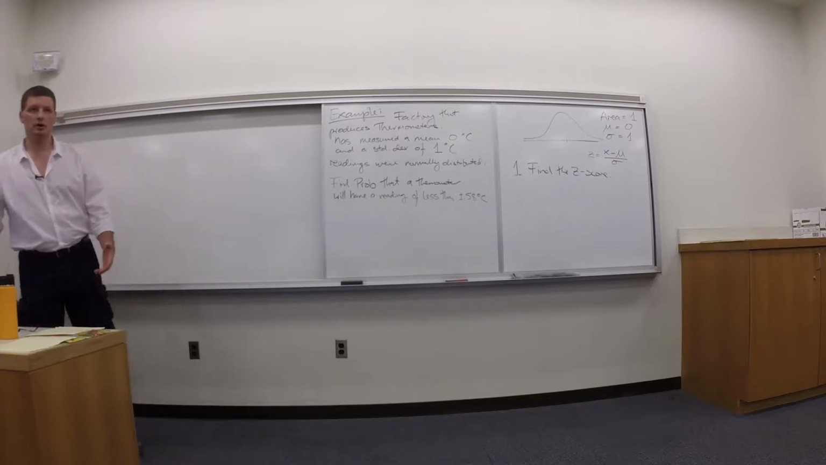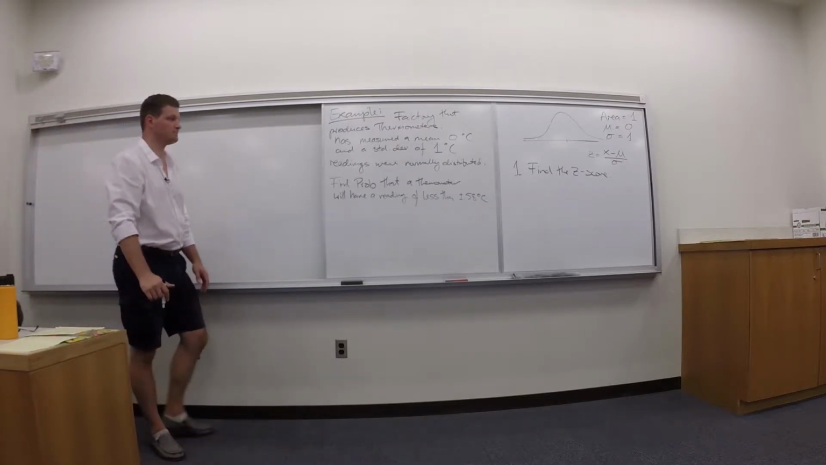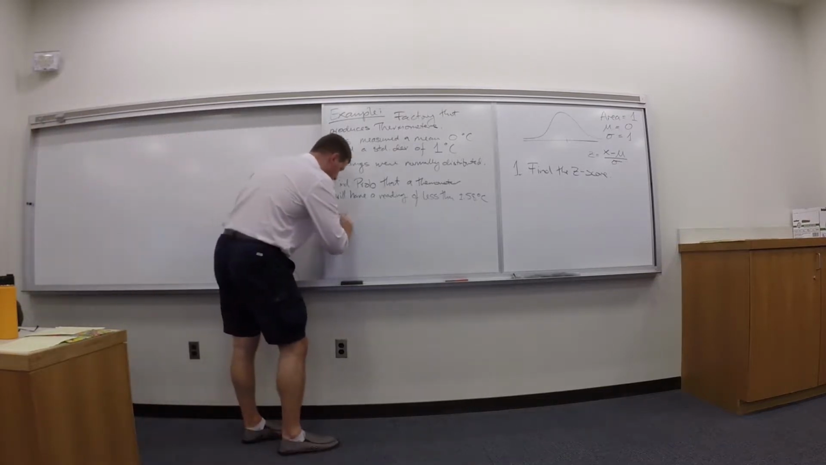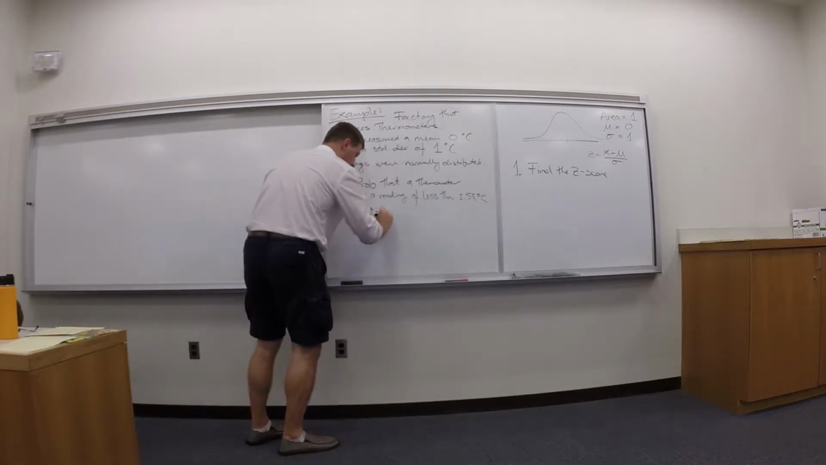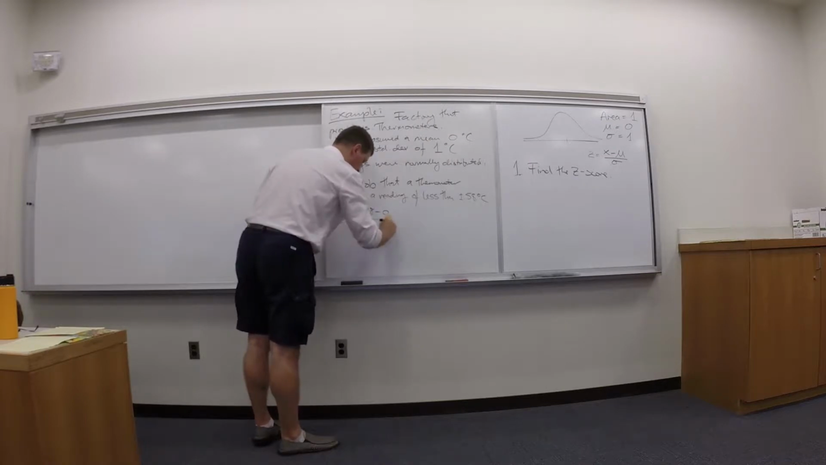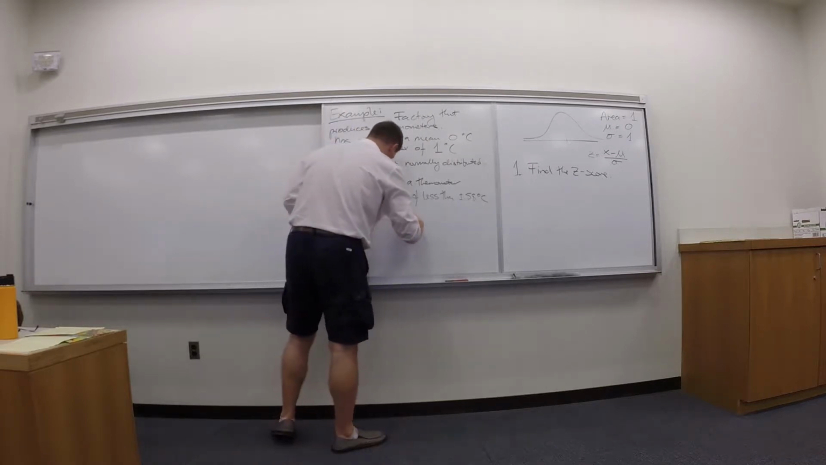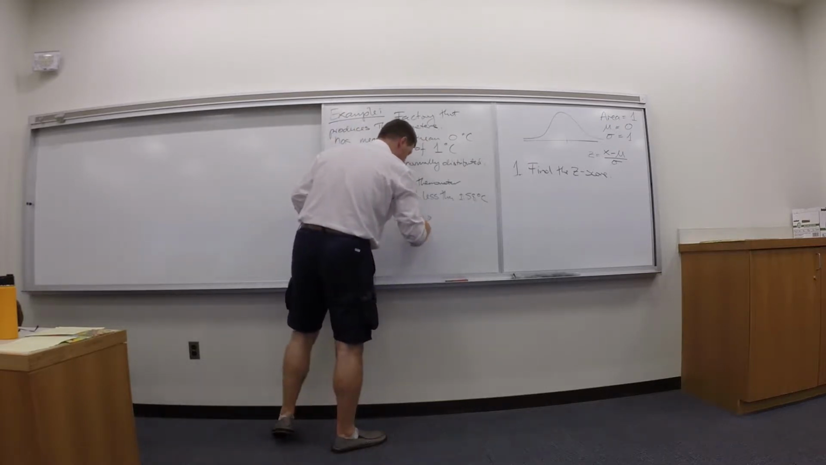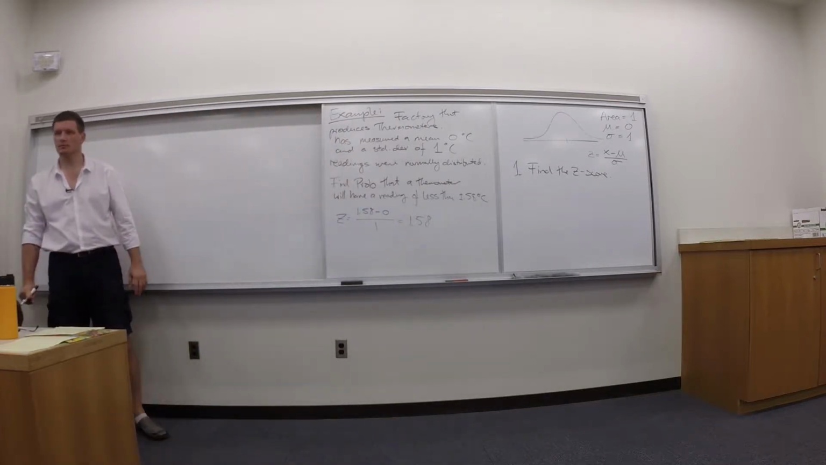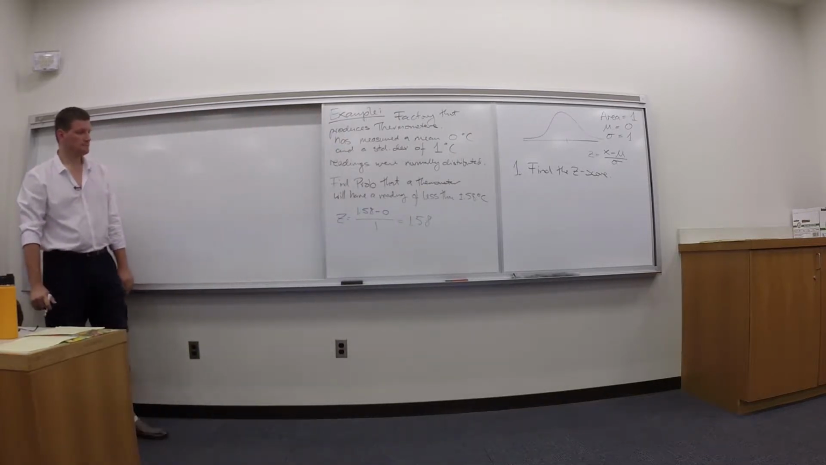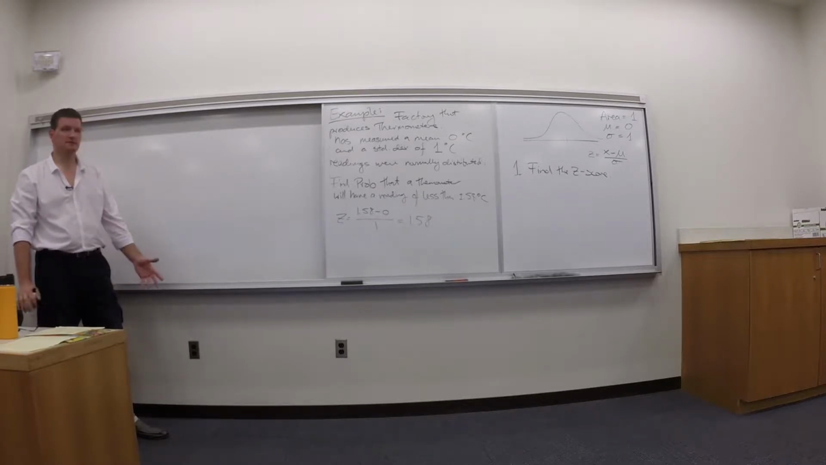So step one is find the z-score. What is the z-score? The z-score is 1.58 minus 0 divided by 1. So the z-score comes out to be 1.58. Very lucky for us. Unusually lucky. Okay, so step one is find the z-score.